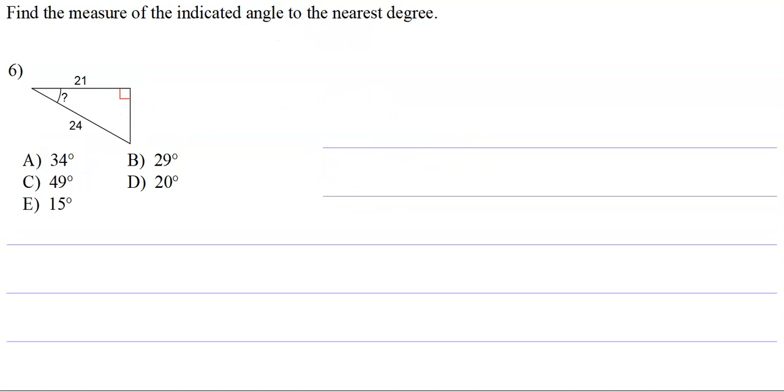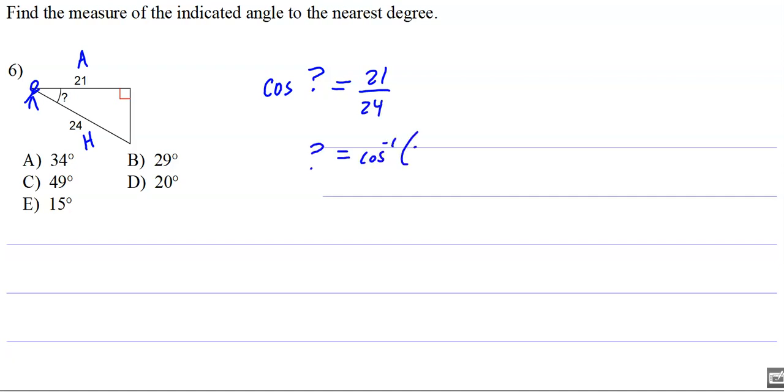All right, keep going. Number 6, same type of problem. I could have left my guy there. This is adjacent, this is hypotenuse. So that's cosine of I don't know is adjacent on top of hypotenuse. I don't know is going to be the inverse of that ratio. So second cos 21 divided by 24, bam. It's like 28.95 degrees. We'll call that 29.